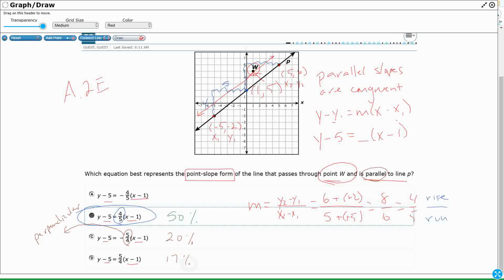And we've got 17% that chose D. That's just the reciprocal slope, and then 13% chose A. And so that's just the sign error right there. But overall, this was on the more difficult side. This was tied for the 21st hardest item on the test. That 50% is not very good.